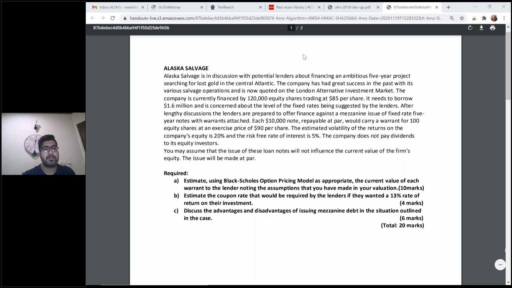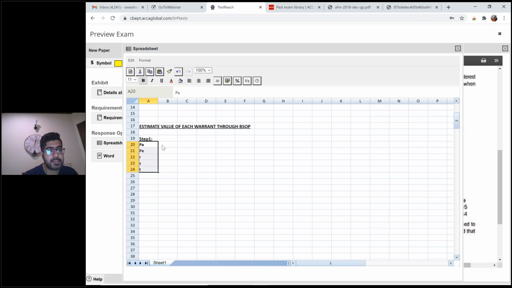So I will write here PA as the current share price, which is 85. PE as the exercise price, that is 90. R is the risk-free rate. So what is the risk-free rate? It's 5%, 0.05. And S is the volatility or deviation, that is 20%, 0.2. And T is the time to expiry, that is 5. Okay, so this makes it the first step.